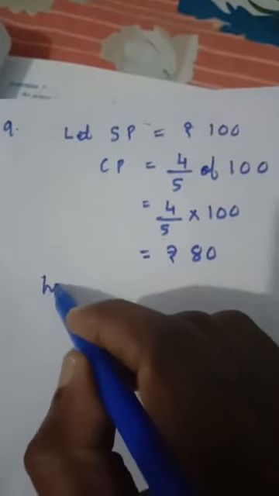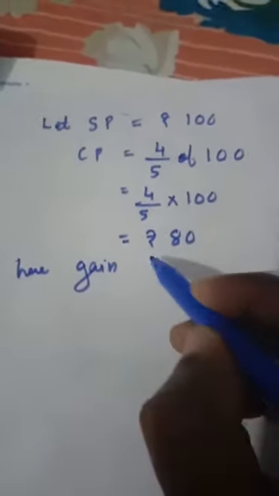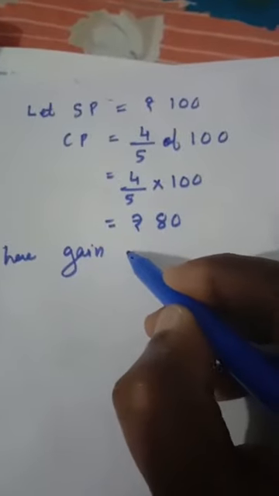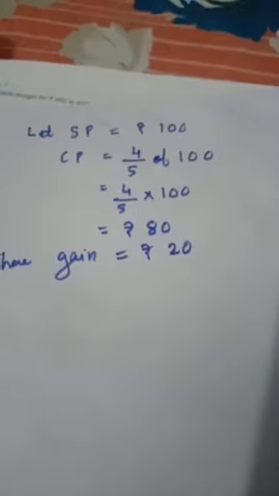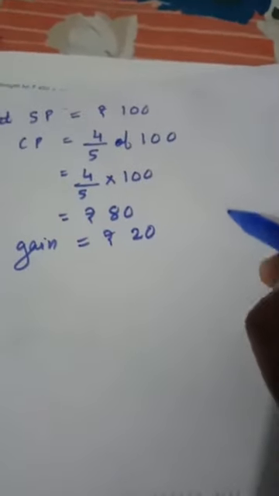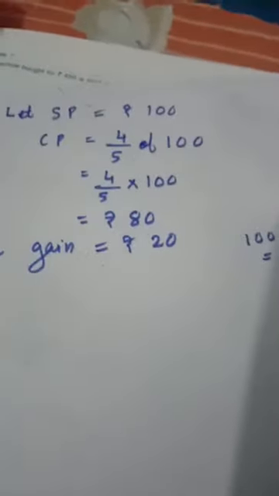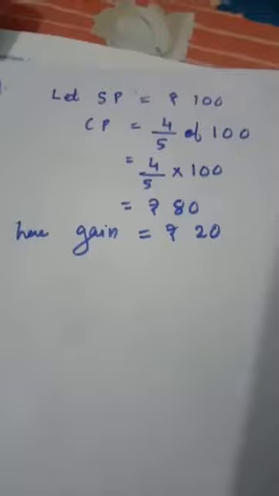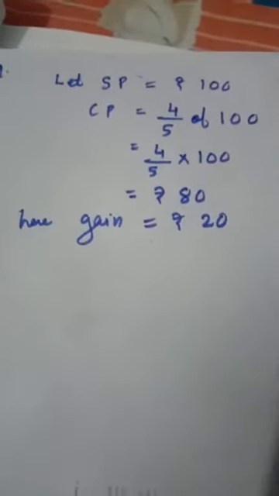Gain is equal to rupees 20. How will you get 20? 100 minus 80 equals 20. SP is 100, CP is 80, so 100 minus 80, 20 rupees, is the profit.